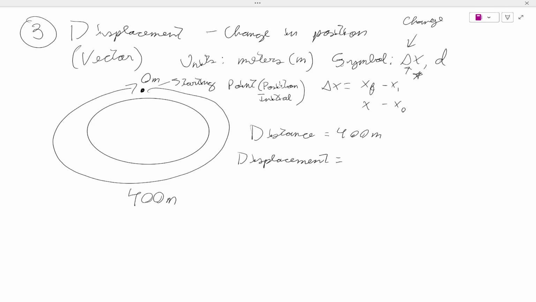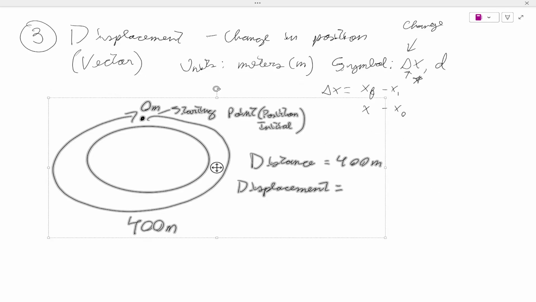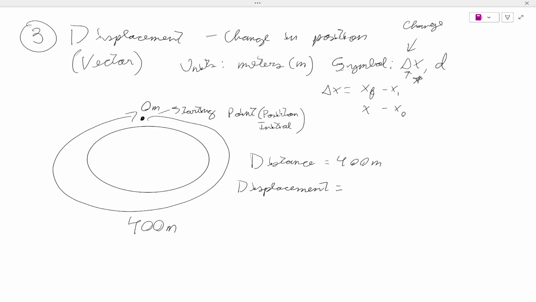What is our displacement? So look right back here. Let me make some space so you can clearly look at this example. Remember, our displacement is the change in position, which would be our final position minus initial position. But at a track, or at least in a 400-meter track, where do we end up? We end up at the finish line, which is exactly right where we started.